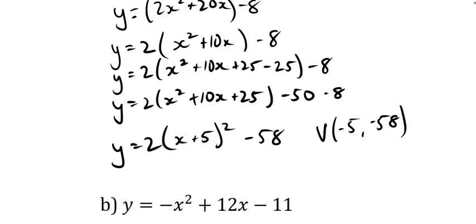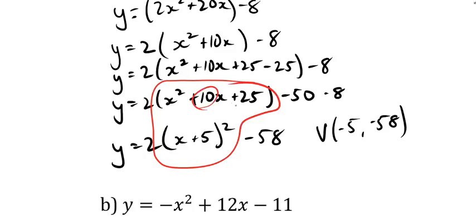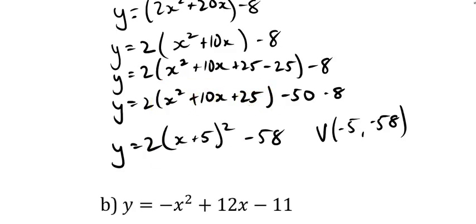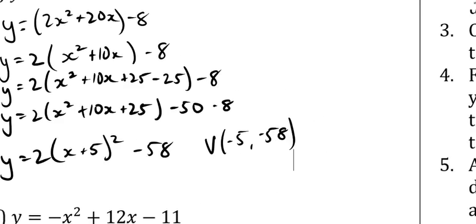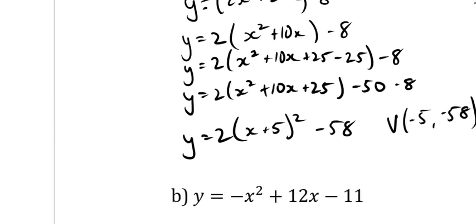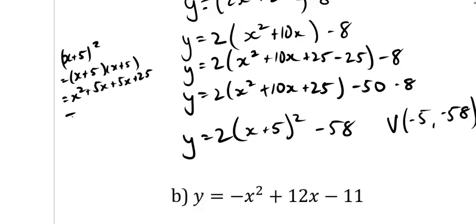And if anybody's still confused about that, people say things like, where did the 10 go? Or where did the 25 go? That's when I know you haven't made that connection yet about the factoring. So watch carefully. If I come over here, x plus 5 all squared is x plus 5 times x plus 5, which is x squared plus 5x plus 5x plus 25, which is x squared plus 10x plus 25.